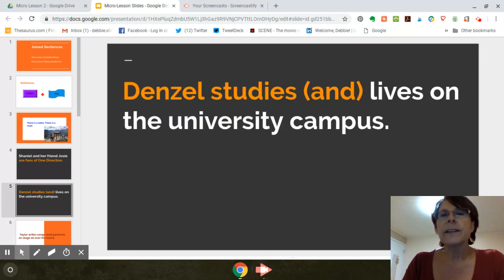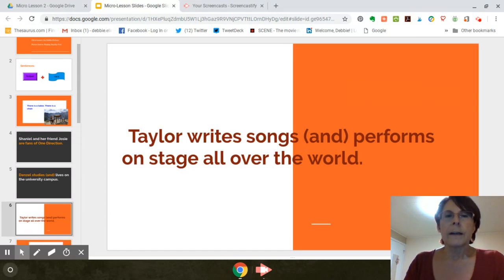Denzel studies and lives on the university campus. So this is the joined sentence. It could also read, Denzel studies, period. Denzel lives on the university campus. Taylor writes songs and performs on stage all over the world. So as two sentences that might read, Taylor writes songs, period. Taylor performs on stage all over the world.